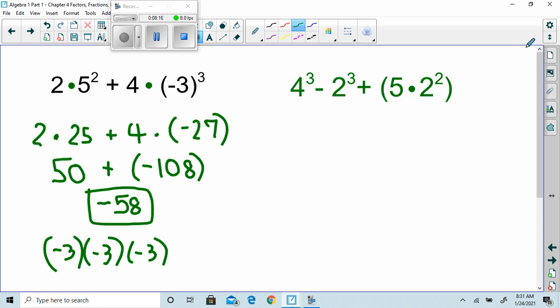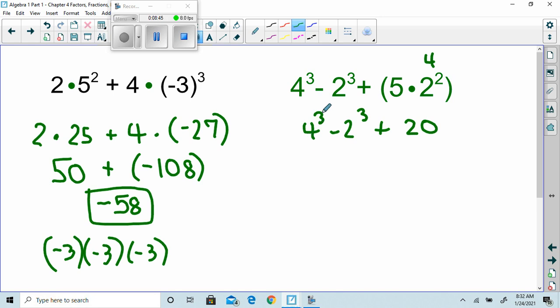All right, pause and try this one, and then check back and see how you did. In this problem, I have a lot happening again, so I'm just going to follow the rules, and I'm just going to bring this down and do what's in parentheses first. Notice in parentheses, I have a power. Well, 2 times 2 is 4, and 4 times 5 is 20. So I simplified that grouping.